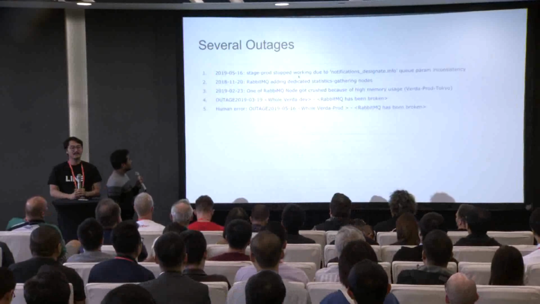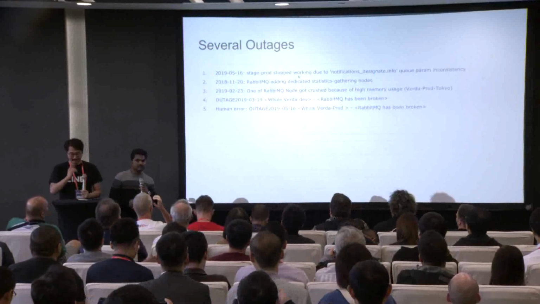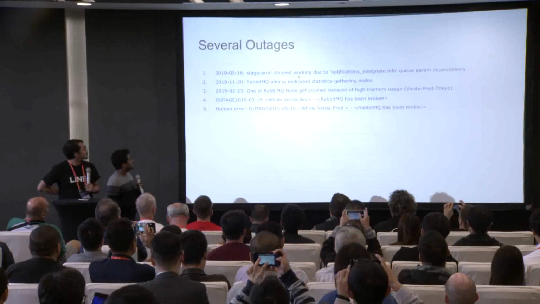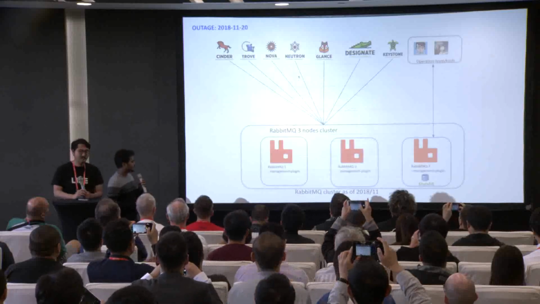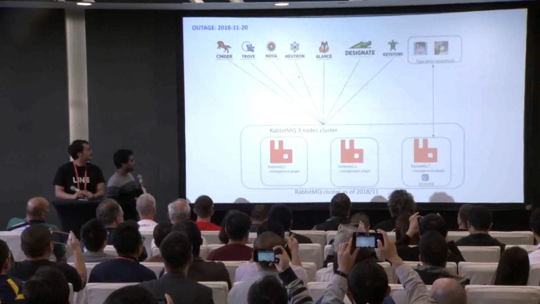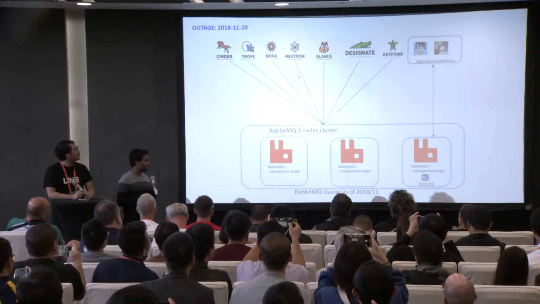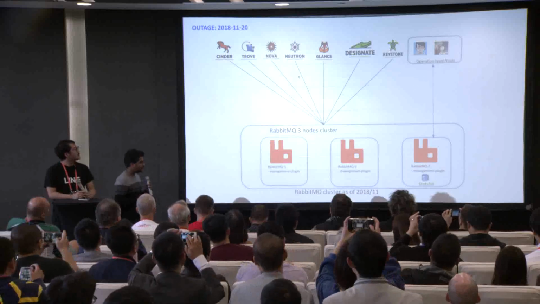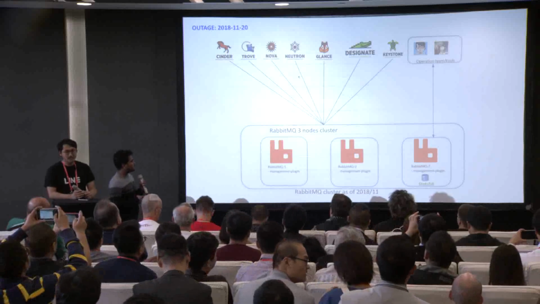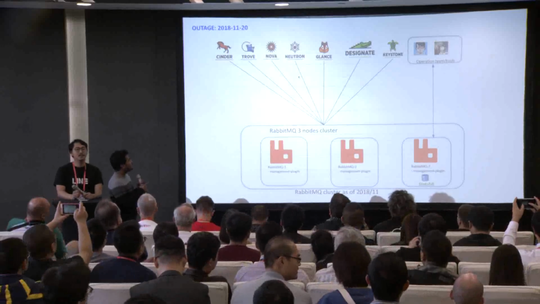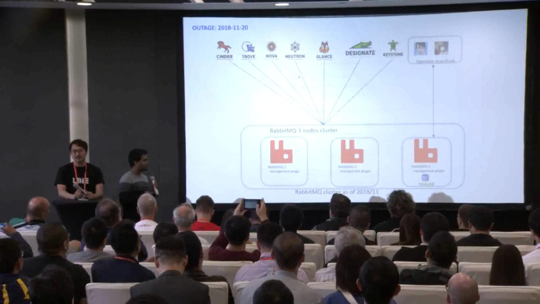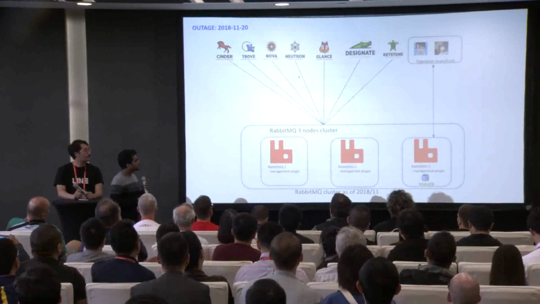So this is a list of outages that we faced over 2 years. Let's talk about the first outage. As you can see, we have a 3-node RabbitMQ cluster. All 3 nodes have the management plugin installed, and one of the nodes hosts the stats DB. And all the OpenStack services and our in-house services use this 3-node RabbitMQ cluster.